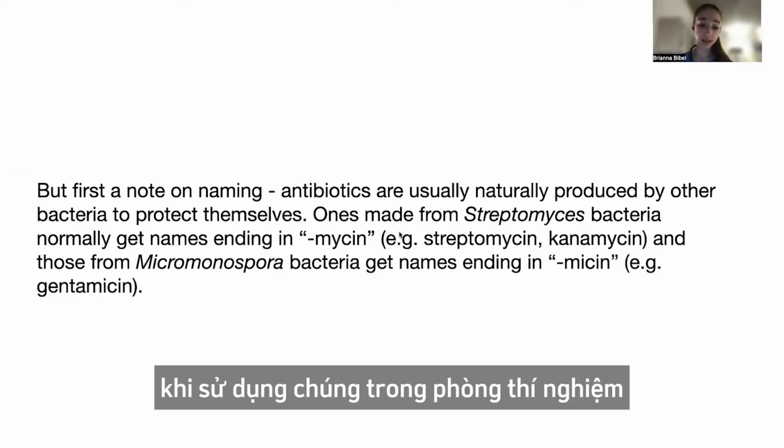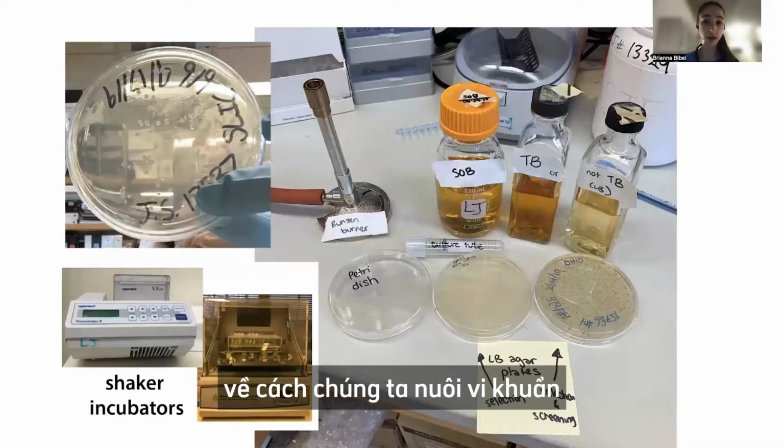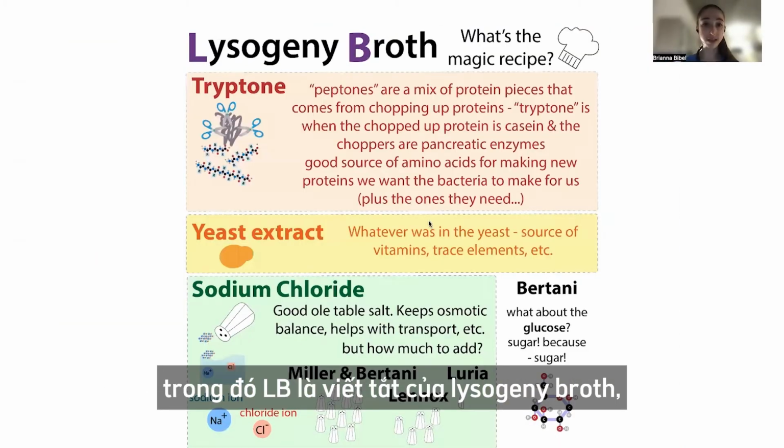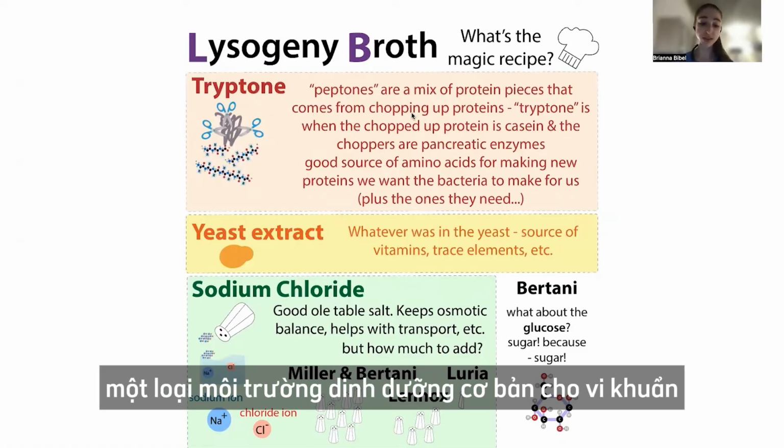When we use them in the lab, there are some practical things to know. So in terms of how we're growing bacteria, as I mentioned, we can be growing them kind of like on these petri dishes, these LB agar plates, where LB stands for lysogeny broth. It's a basic bacteria food that we use.